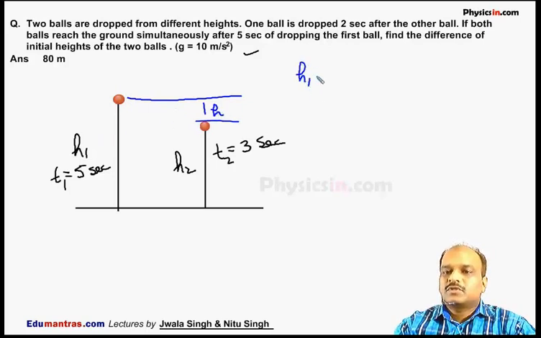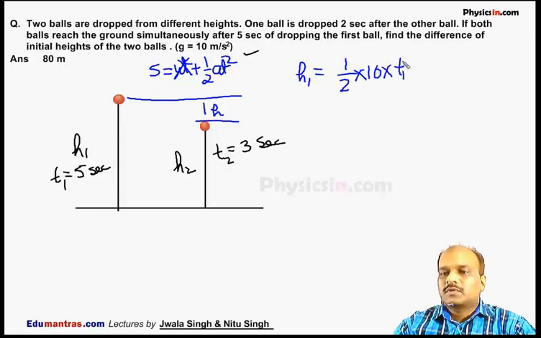So I can say h1, as we know, is equal to ut + 1/2 at square. We can use s = ut + 1/2 at square. Here we know u is 0, so this term becomes 0. So we get s1, that is h1, is 1/2 a, that means g, 10 into t1 square. So it comes out to be 5 into 5 square, that is 25, which is equal to 125 meter.